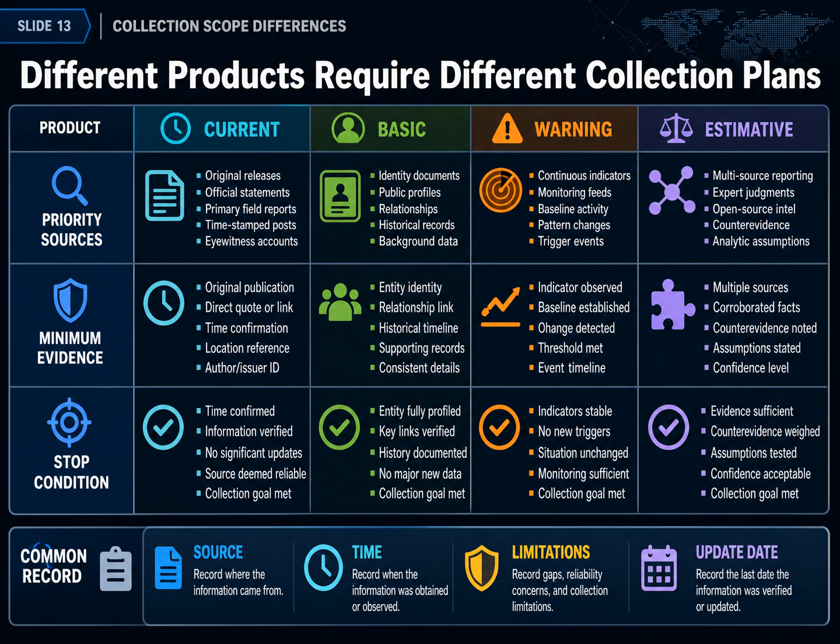Basic intelligence needs entity records, relationships, history, and long-term data. Warning intelligence needs continuous indicators, normal baselines, and trigger events. Estimative intelligence must broaden source types and actively look for counter-evidence and alternative explanations. Some records never disappear: source, collection time, current limitation, and last update. Product depth may vary, but reviewability does not.